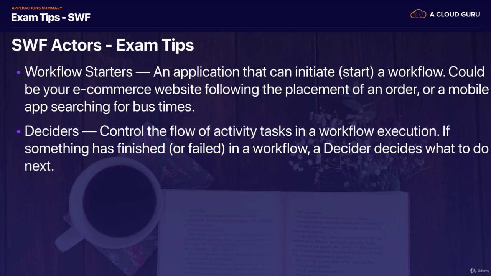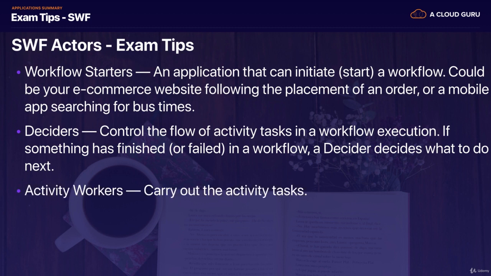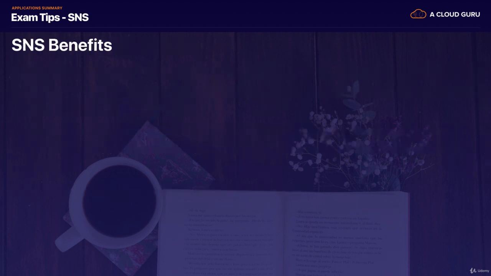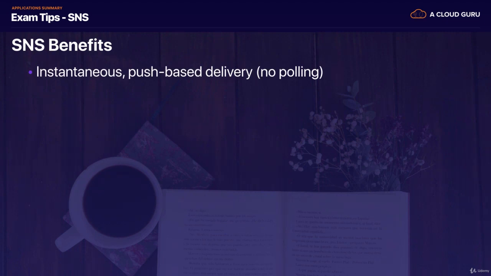And if something is finished or failed in a workflow, a decider then decides what to do next. And then we have our activity workers, and these are basically people or programs or applications that carry out activity tasks. If you see anything about a human working in a warehouse and you need a way of managing it, then think of Simple Workflow Service. As I mentioned, Amazon.com use Simple Workflow to help run their warehouses. Moving on to SNS, just remember what it is and the different benefits that it gives you.